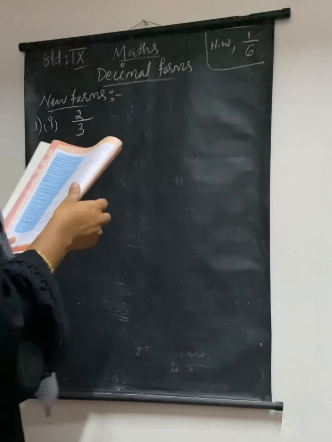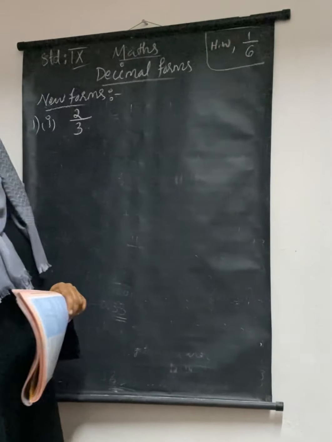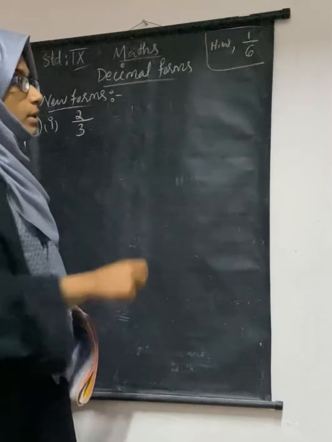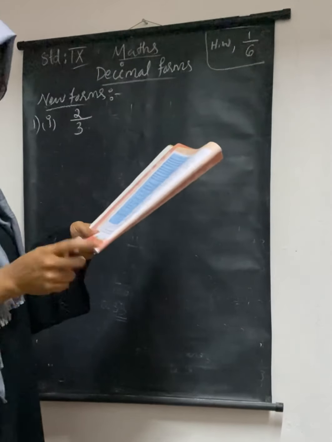Next you have to do the homework, that is 1 by 6. Same method, you have to calculate it into decimal form. Now we are going to see page number 30.